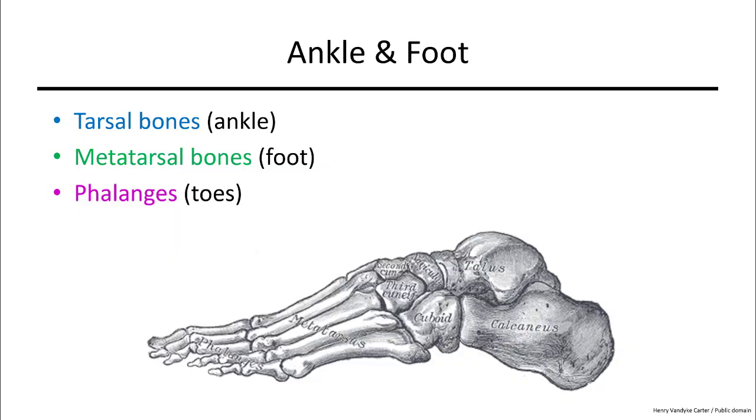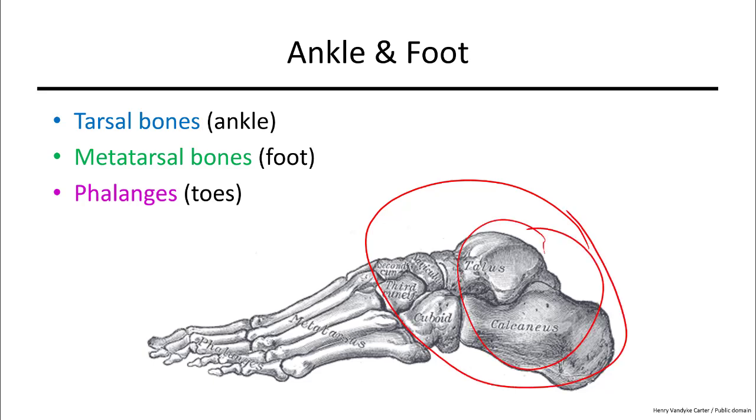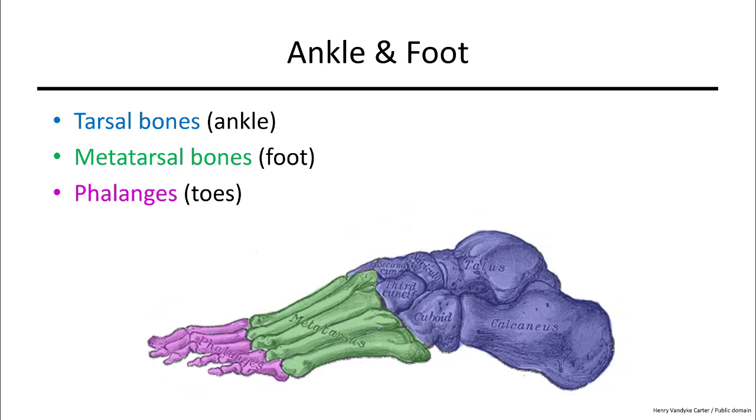Then on to the ankle and foot. We have the tarsal bones, which form part of our ankle, which is this part, and then the proximal part of the foot. Then we have the foot proper, which is our metatarsal bones, and then finally our toes. These are more nicely represented by the colors here.